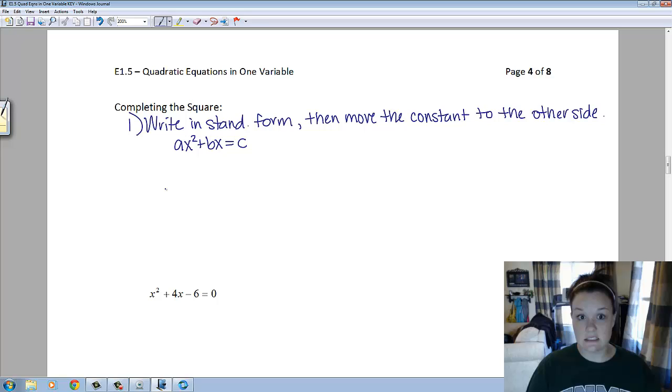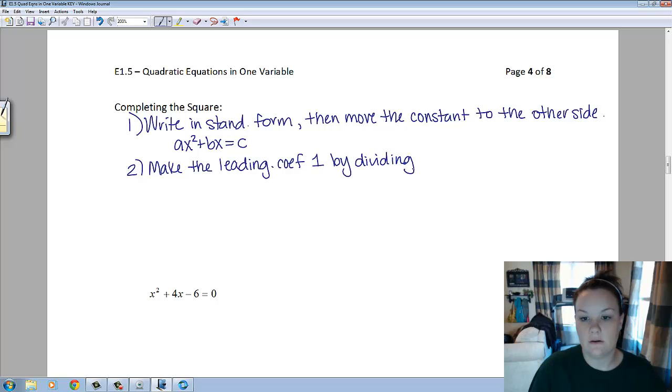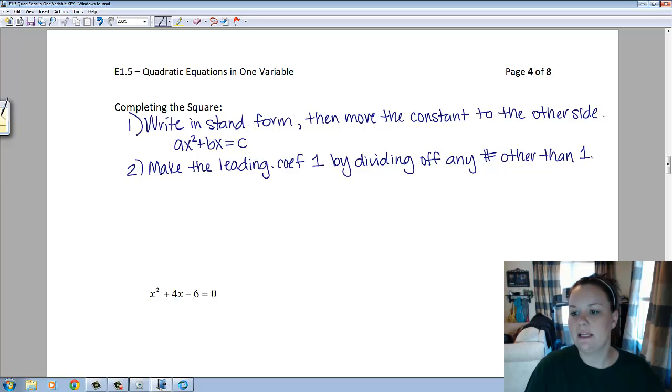First thing we have to make sure is that our leading coefficient is a 1. Otherwise, it doesn't work. So I'm going to say make the leading coefficient 1 by dividing off any number other than 1. So if your leading coefficient's already 1, you can skip this step. If your leading coefficient is not a 1, you just divide off that coefficient off of every single term.